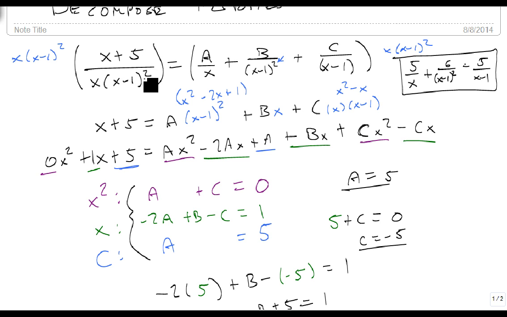So again, the really important key here is to start with whatever that repeated factor is and decrease by 1 until you get to the end. And then make sure you put your right variables back. So the B is over the x minus 1 squared, so when I find the B, it's got to be over the x minus 1 squared. And if you do that, then you can decompose these repeated linear factors.